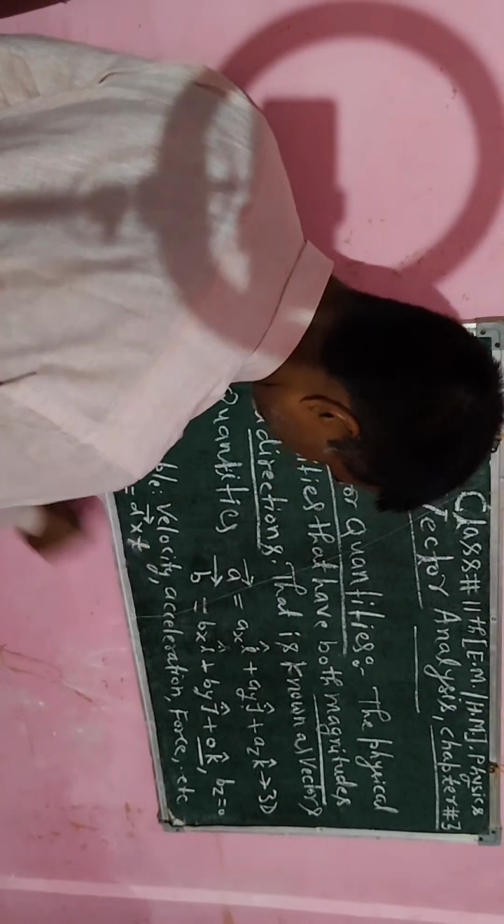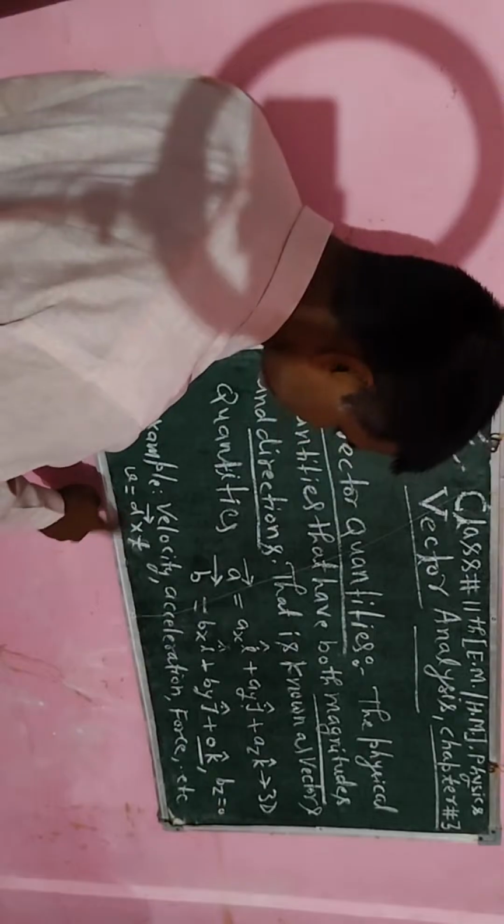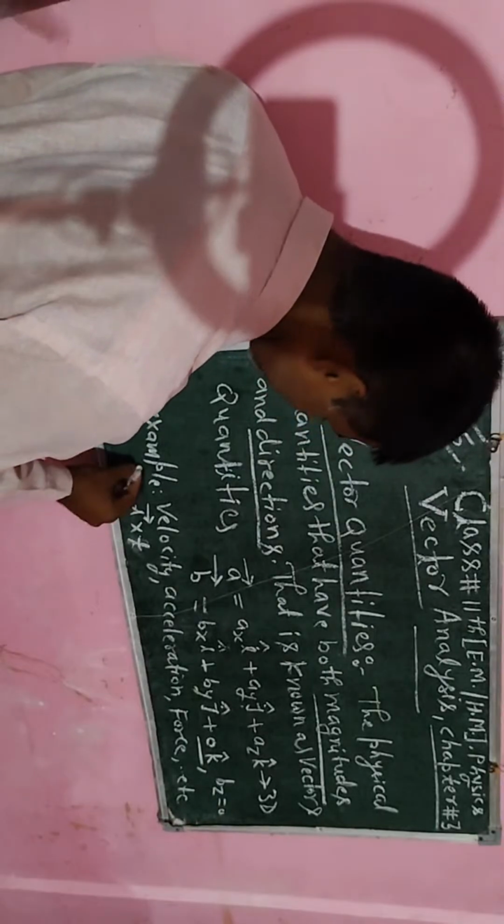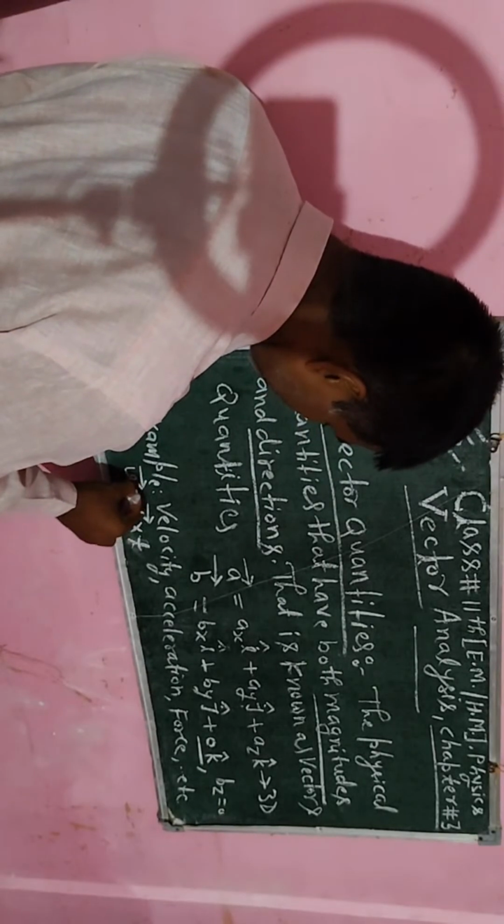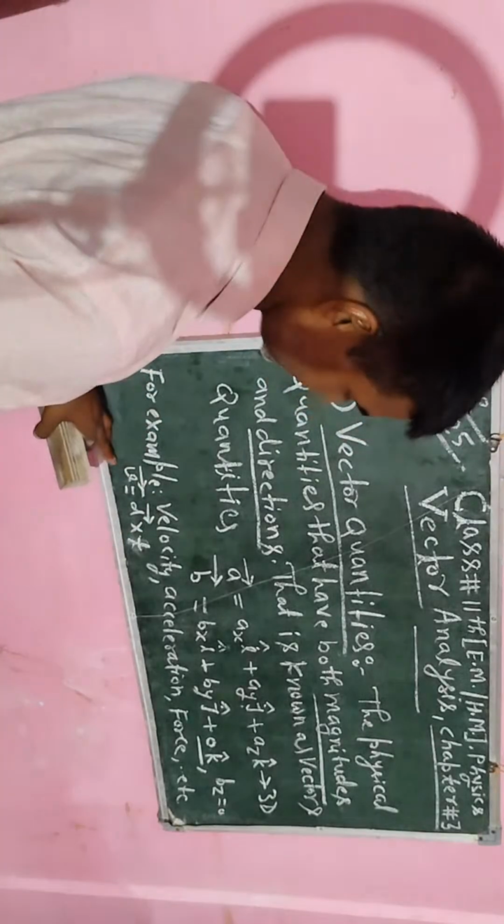Here I will say that velocity is also represented as displacement over time, because displacement has direction, so velocity will have direction. Therefore I will say this is a vector quantity.